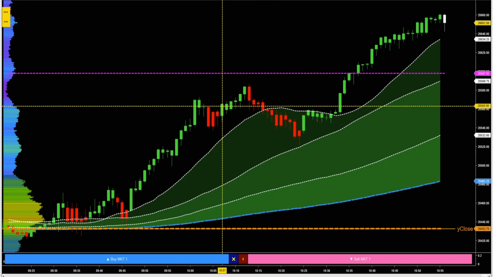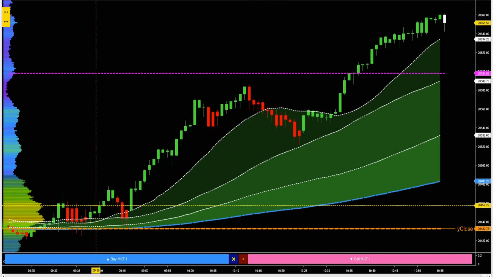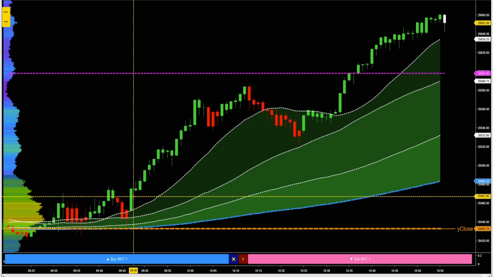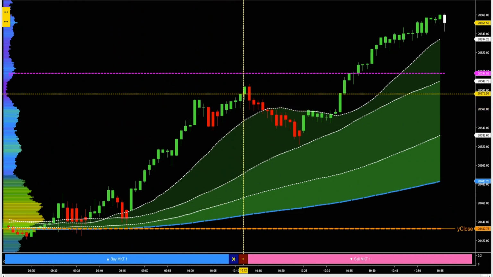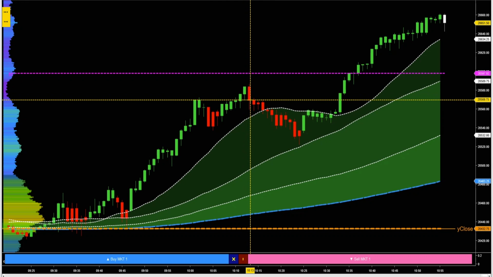Solar wind again turns green. This is one that I might not be interested in unless there's a bunch of delta or another reason to take this trade. I like the first move. I often like the second move, but the third move in the same direction, I start to get a little hesitant unless I have some other factors that are giving me confidence that we are still going to move in the same direction. Here our solar wind turns red.